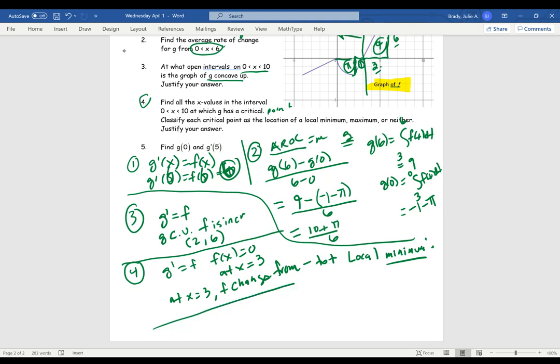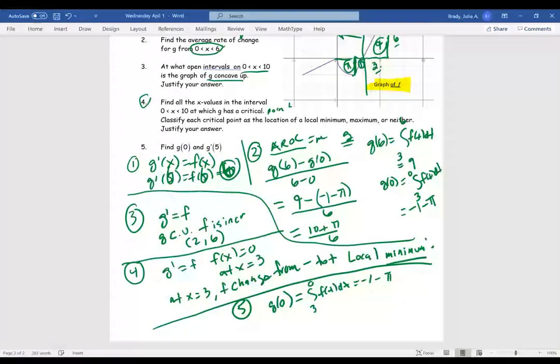Okay, one more. Here we go. G of 0 is, we found that already. 3 to 0 of f of t dt. We found that was negative 1 minus pi. We did that in 1. Usually they may ask you that first. So if it was on a real AP question, they may ask you that first.